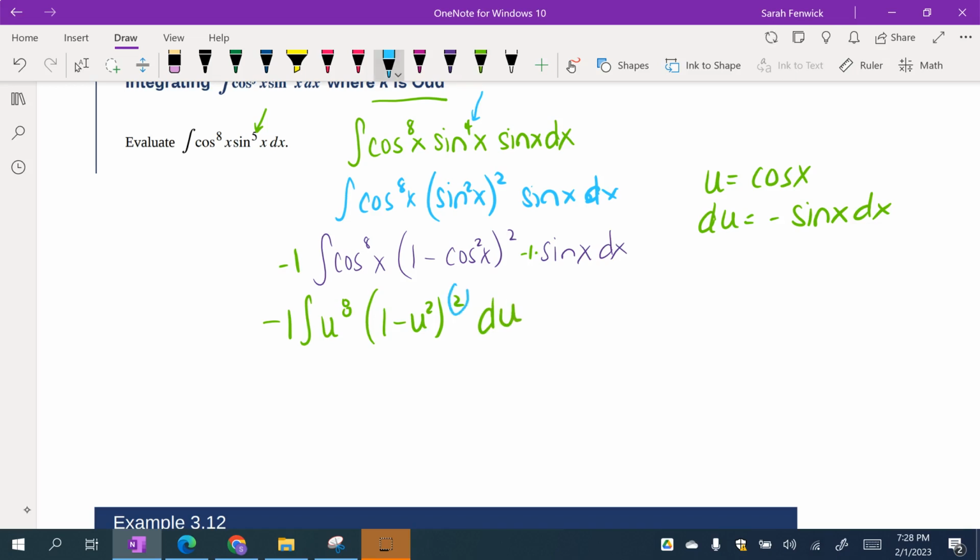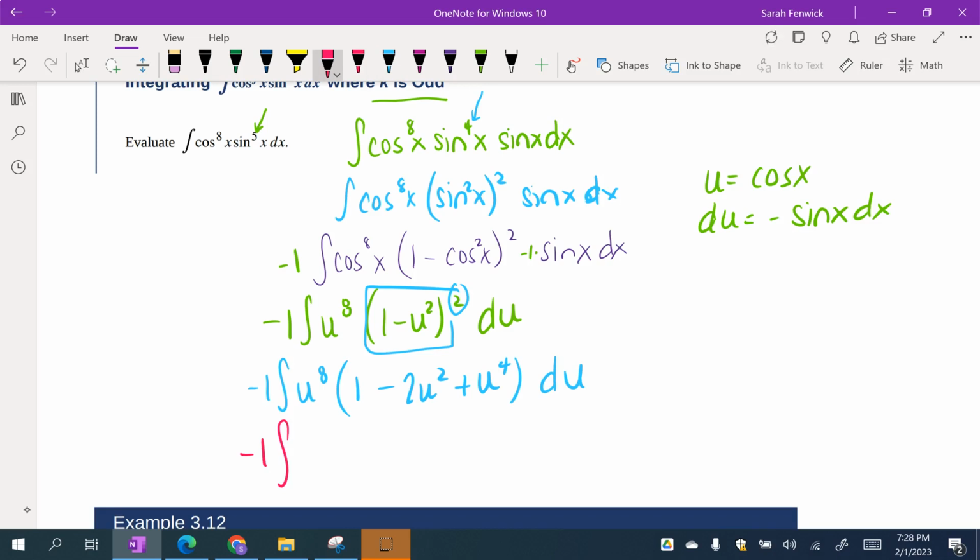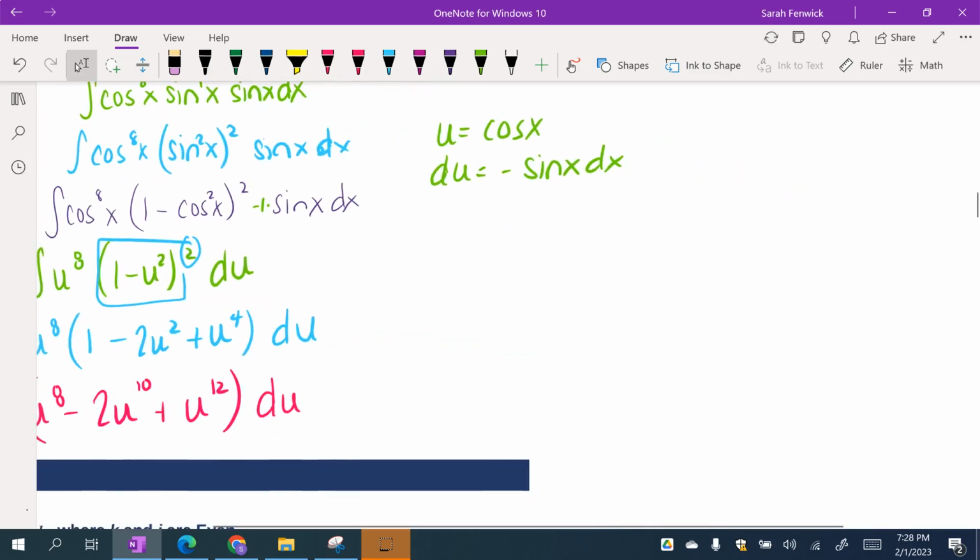In order to do 1 minus u squared squared, you actually have to multiply the binomial out, and you end up with 1 minus 2u squared plus u to the 4th. Distribute my u to the 8th. We have minus 1 integral u to the 8th minus 2u to the 10th plus u to the 12th du. Use your power rules now.